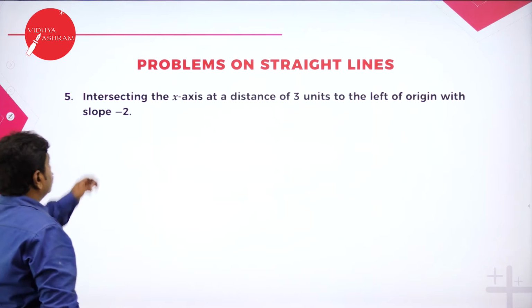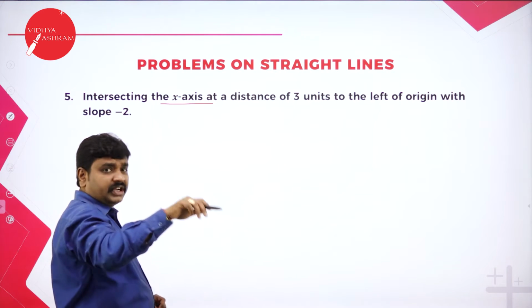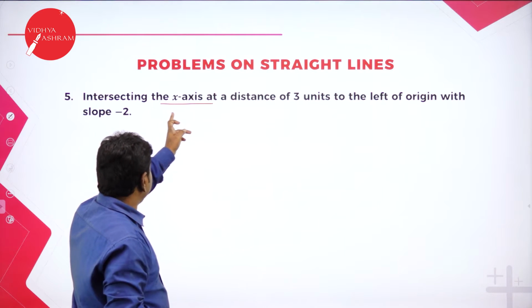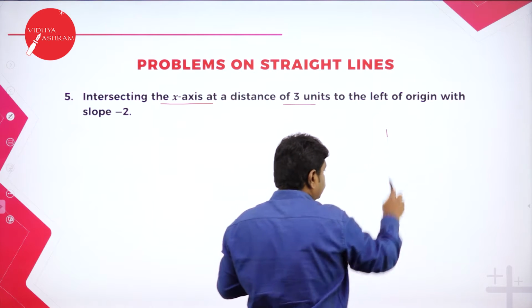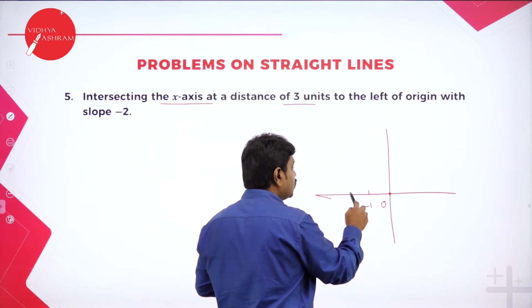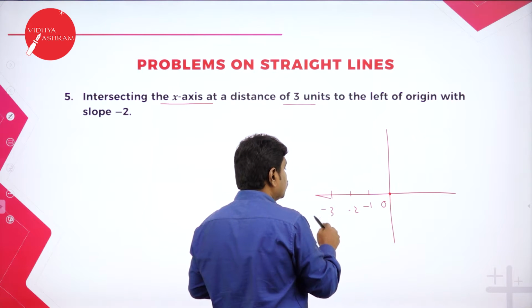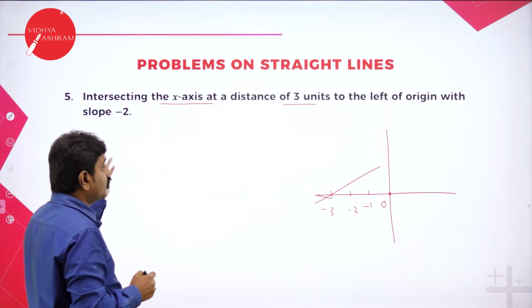Next, find the equation of the line. In all, we are finding the equation of line. They told it is intersecting x-axis at a distance of 3 units from left to the origin. So this is the origin. 3 units means -1, -2, -3. So line is cutting here from the origin, and slope is this.